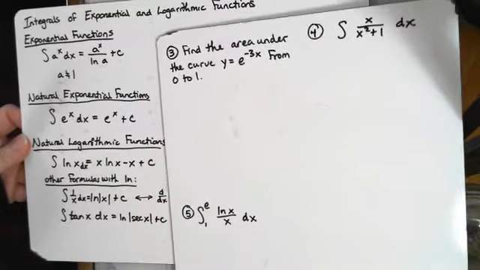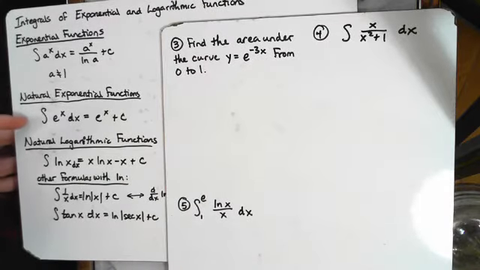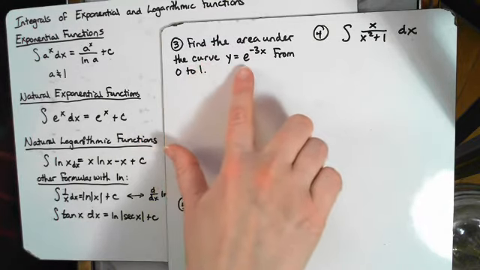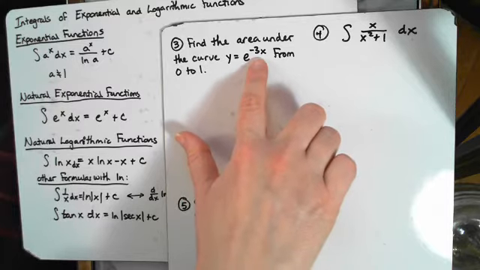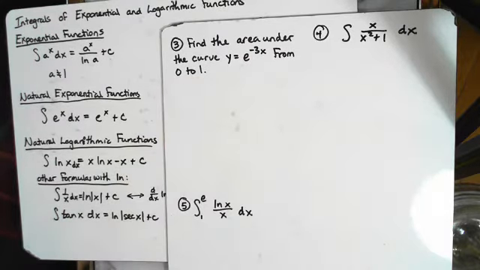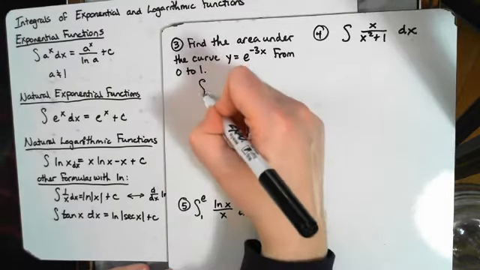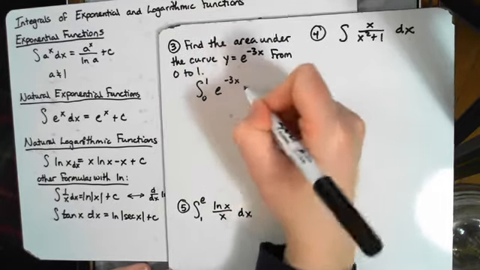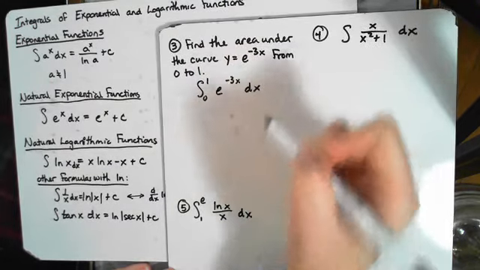Okay. In this one, again, I'm going back to this natural exponential function. They want us to find the area under the curve of y equals e to the negative 3x from 0 to 1. Now, area under the curve is referring to an integral. So I need to do the integral from 0 to 1 of e to the negative 3x dx.